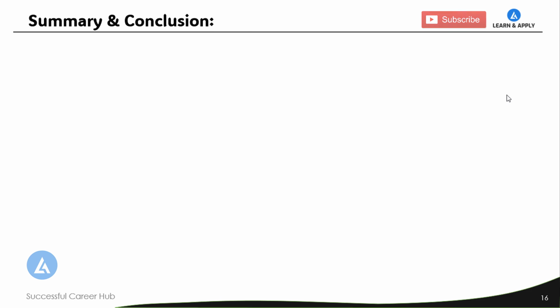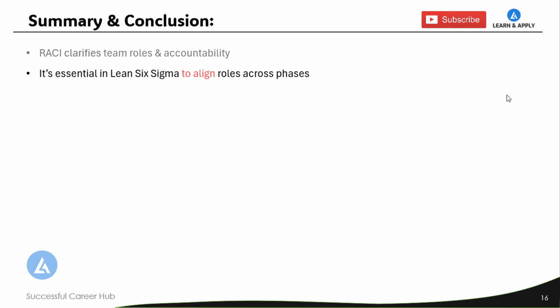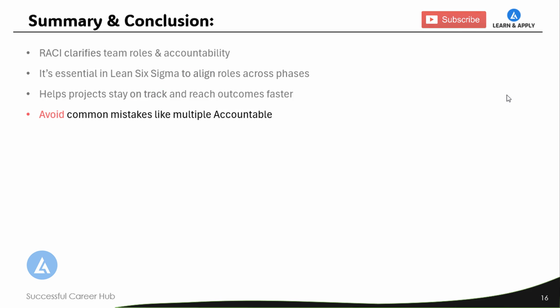Now before the end of this video, let's summarize and conclude what we have learned from this RACI Matrix. First, the RACI Matrix clarifies team roles and accountability. It is an essential tool in Lean Six Sigma to align roles across phases. As we discussed at the start of the video, this is not only limited to Lean Six Sigma, you can use it in professional life as well as your personal life. The RACI Matrix also ensures that projects stay on track and reach outcomes faster. It also helps to avoid common mistakes like multiple accountability. And at the last, use RACI as a live document. This is all about the RACI Matrix.